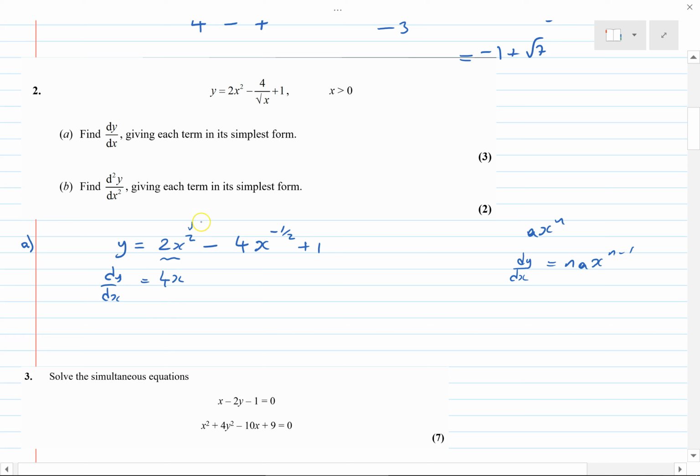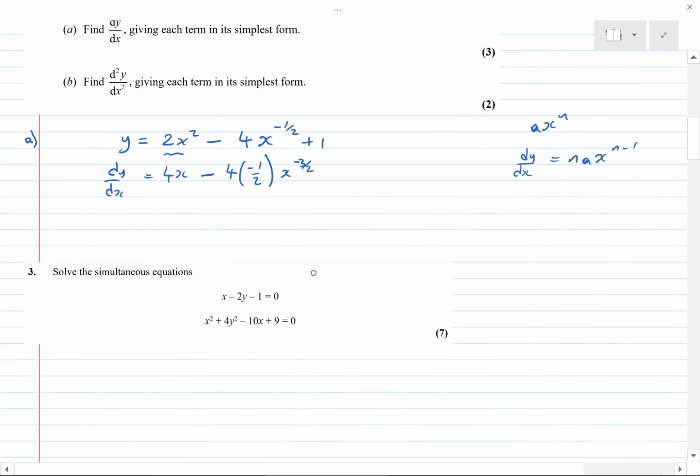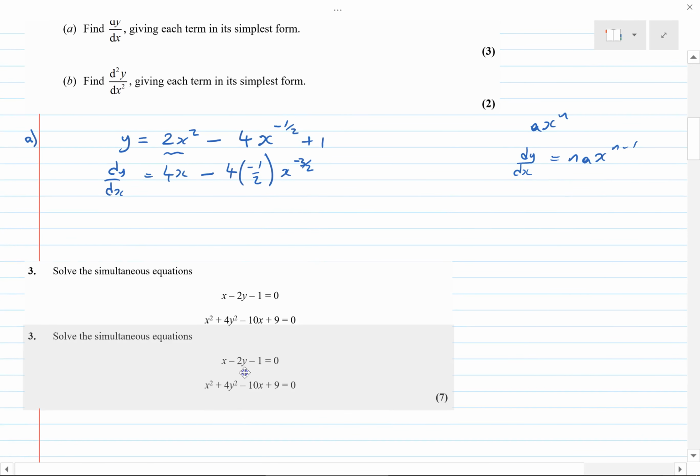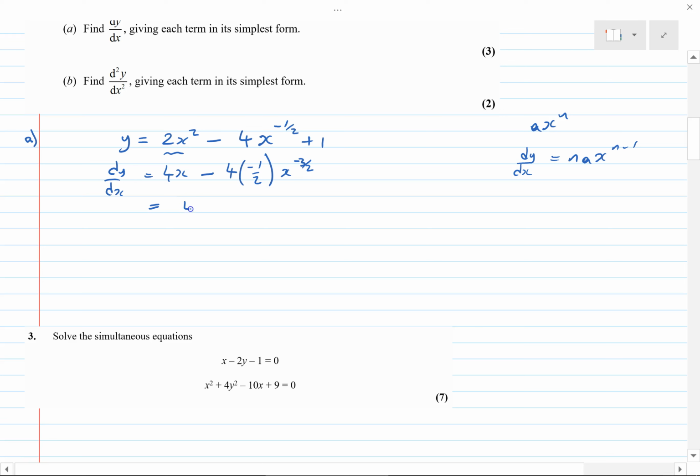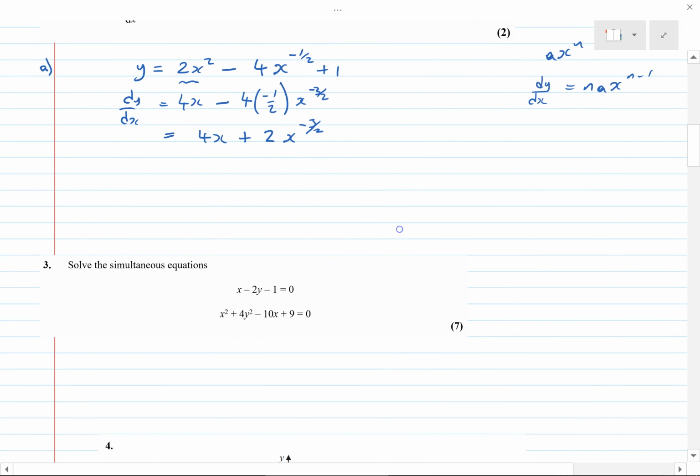We're taking 1 off that minus 2, so that's equal to x to the 1, minus 4 times minus half, x to the minus 3 over 2. And the 1, of course, any constant disappears. So that's that. It's not simplified as fully as possible at this stage, so let's just do that. We've got two minuses there, so it's going to be plus, and we've got a 4 divided by 2, so that's 2x to the minus 3 over 2. Okay, so that's part a.